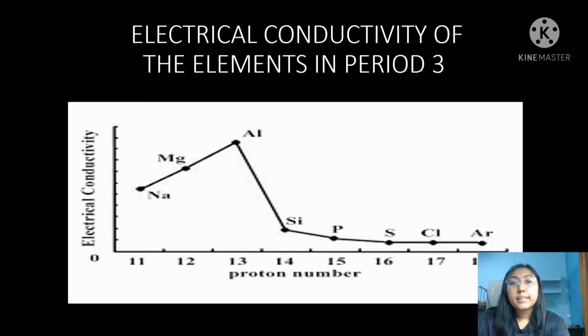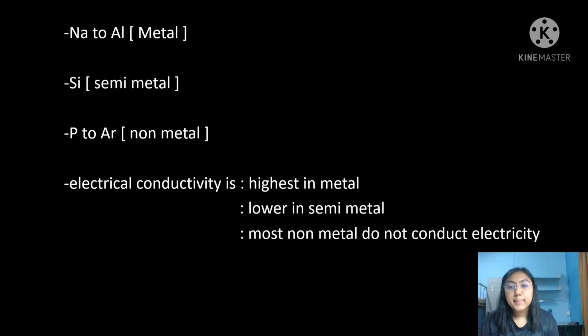The electrical conductivity of period 3 elements decreases from aluminium onwards. Silicon is a semi-metal, therefore it is a semiconductor. The remaining elements do not conduct electricity because there are no more delocalized electrons.